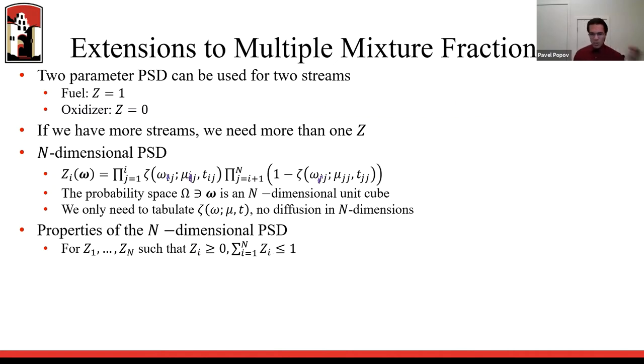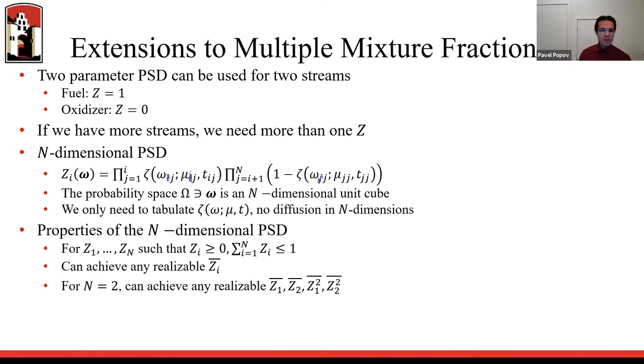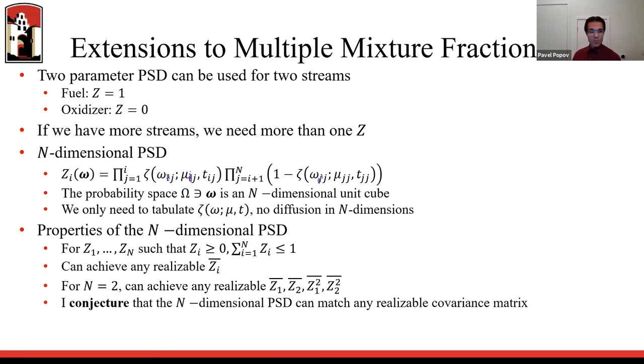If our z1 to zn are mixture fraction variables, meaning that they're all positive and they sum up to something less than or equal to one, the n-dimensional PSD as defined can achieve any realizable set of means, and in the two-dimensional case, it can also achieve any realizable set of variances. Now this is still a work in progress, and I conjecture that the n-dimensional PSD can match any realizable covariance matrix, but I haven't quite proven that yet.